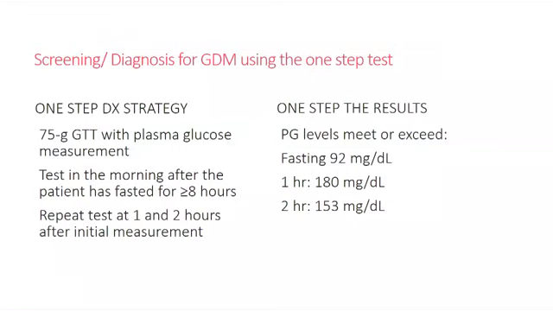So screening, the 1 step, like we said, is the 75, and it's in the morning. They have to be fasting for it, at least 8 hours. Repeat test at 1 and 2 hours after initial measurement. So they do fasting and they repeat it in 1 hour and 2 hours. So they have 3 numbers to look at.